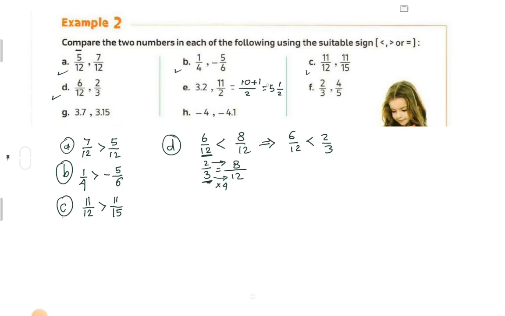Okay? It's easy. So point E, I can deduce that 3.2 is less than 11 over 2.